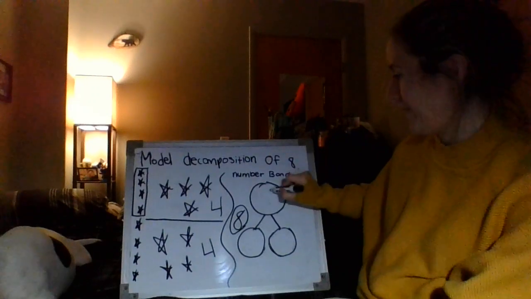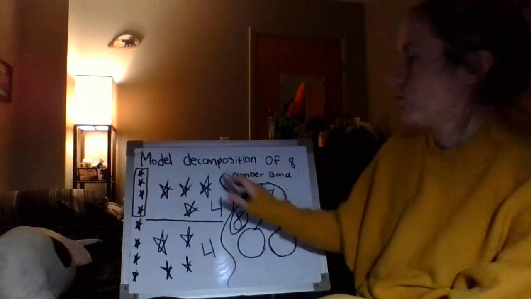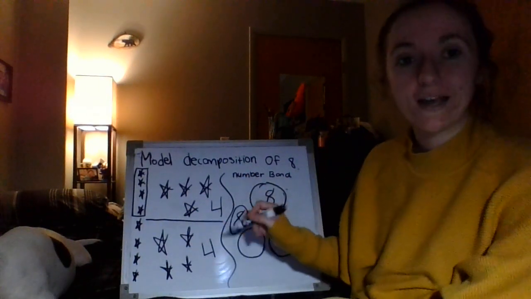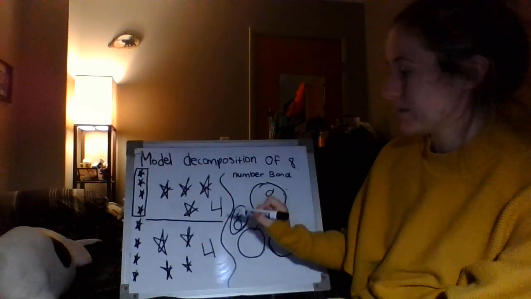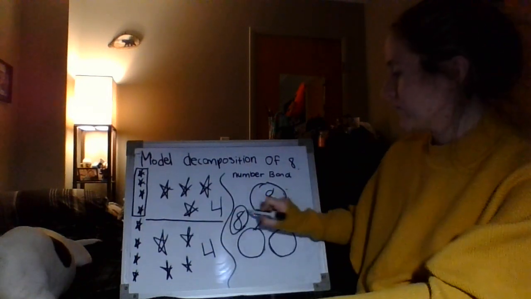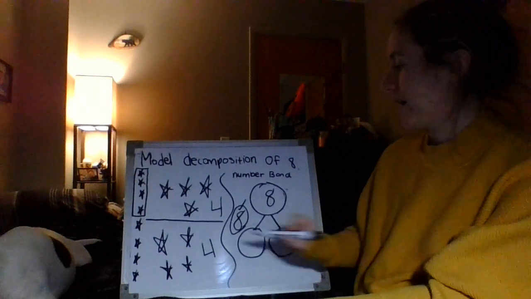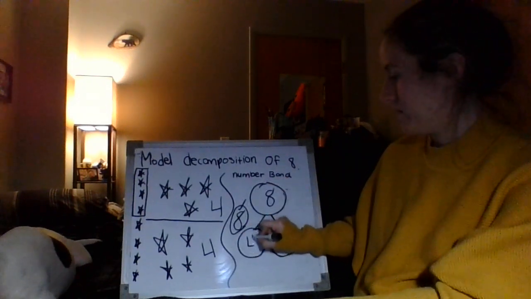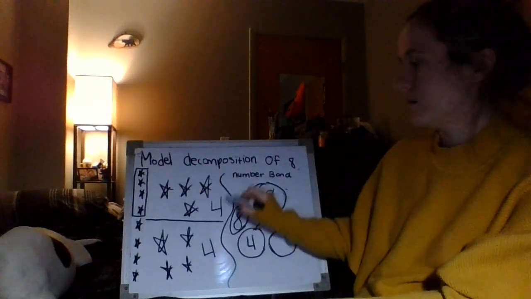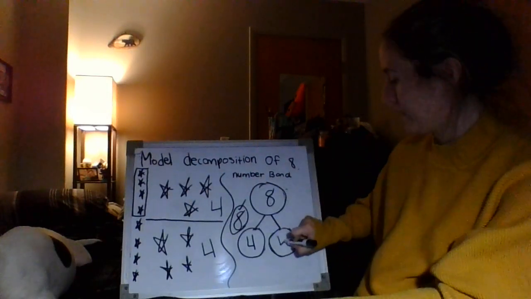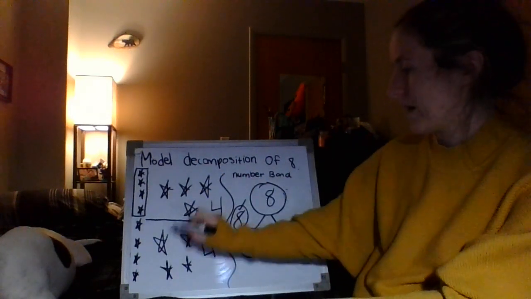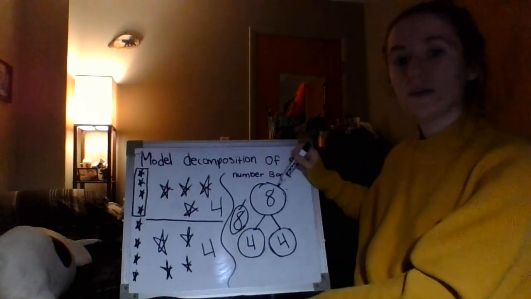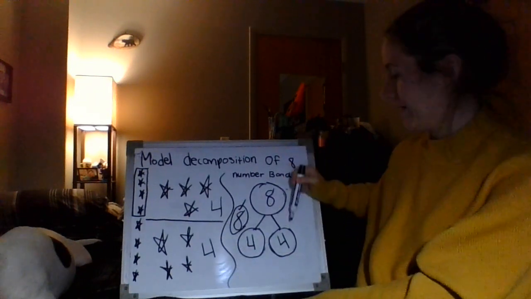Great job. So I'm going to put my 8 right here because 8 is my whole. 8 is how many I have all together. How many stars are all together? So I have 8. This one's all done. I'll put a little check there. I have 2 more numbers. I'm going to put my 4 right here because that's a part of my whole. I'm going to put a 4 right here because that's the other part of my whole. So I have 8 is broken up into 4 and 4.